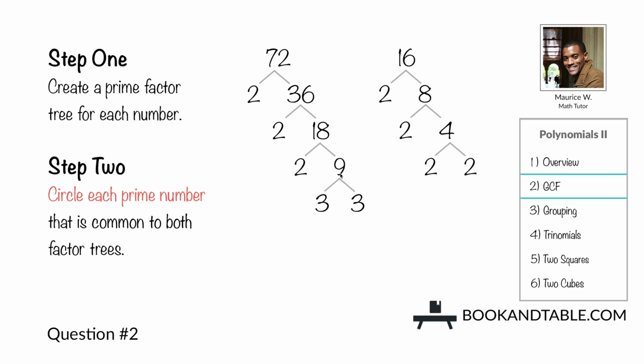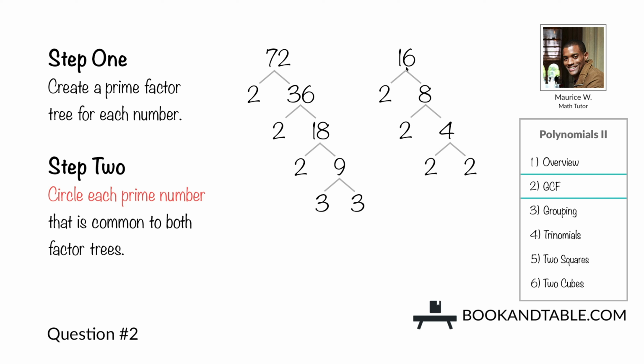18 is an even number, so we divide it by 2, giving us 2 times 9. 9 is an odd number, so we consider dividing it by 3 first, and it can be divided by 3, giving us 3 times 3. And now that we have all prime factors at the end of our tree, this prime factor tree is completed.